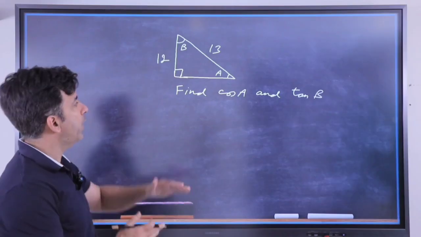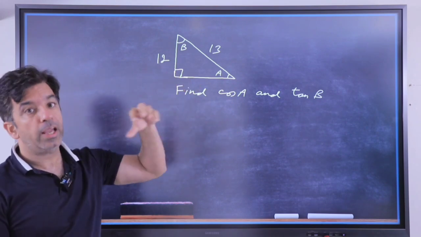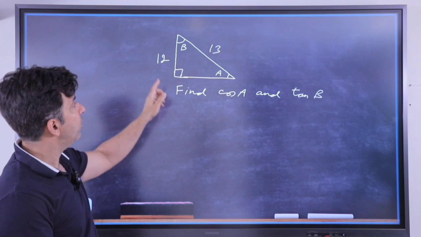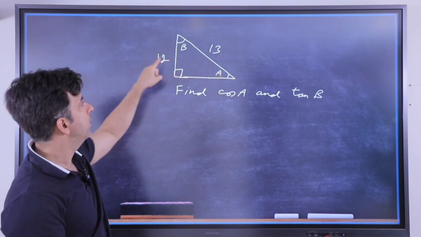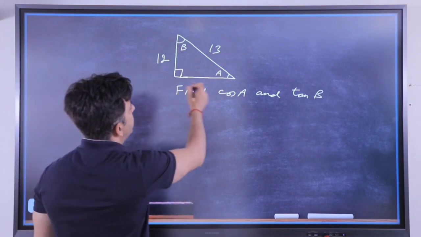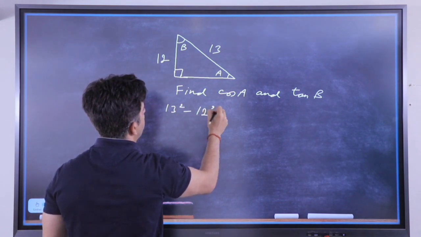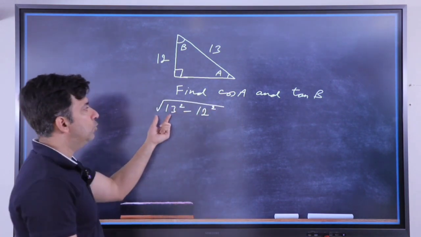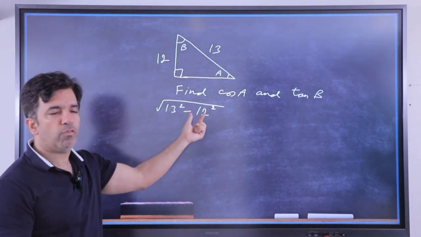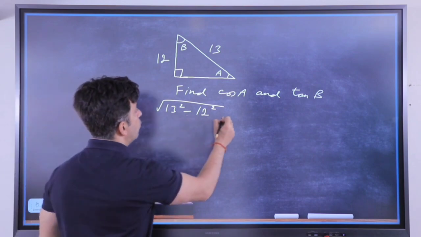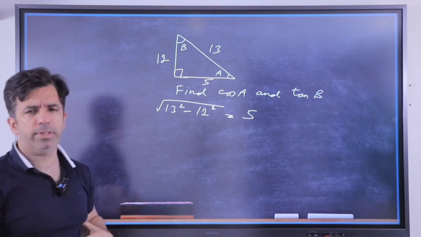So now the question was to find cos A and tan B. In order to find cos A or tan B, we need all three values of the triangle first of all. So hypotenuse was given as 13, perpendicular was 12. We can easily find this side using Pythagoras theorem, which is the square root of 13 square minus 12 square. 13 square is 169, 12 square is 144, 169 minus 144 gives us 25. So square root of 25 is 5. So this side was 5. So this was the first step.